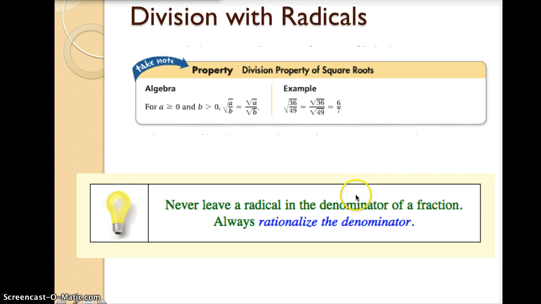Division with radicals. If you have a big radical sign over a fraction, just remember it means that it's the radical sign over each the numerator and the denominator. You can break that apart. For example, the square root of 36 over 49 is the same thing as the square root of 36 divided by the square root of 49, which is 6/7. Remember, never leave a radical in the denominator of a fraction. Always rationalize the denominator.